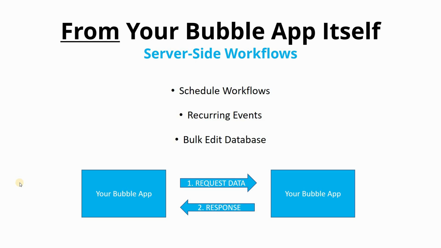Now, the final use case of using APIs within your own Bubble app is through server-side workflows. Okay, so we're talking now purely internally. We're not working with any kind of external application. We're not even talking to another Bubble app. This is purely your own app calling its own API. Why would you want to do this?